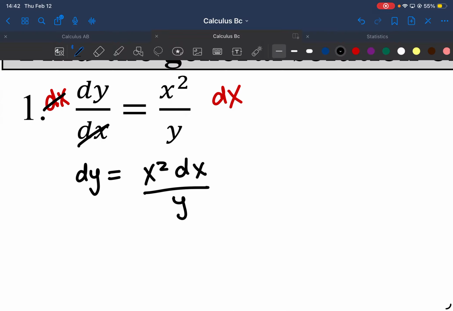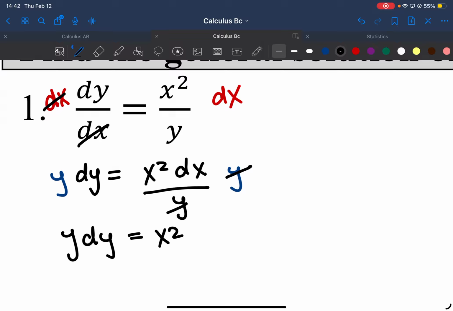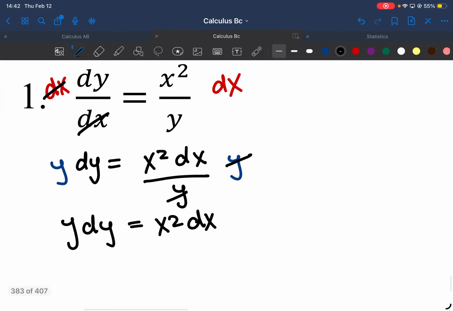And then I could do what to move the y to the other side? Multiply by y. So these y's cancel out, and I am left with y dy is equal to x squared dx. Everyone with me so far? Okay, that's the hardest part that we're doing today. The rest is just integration. We know how to integrate.